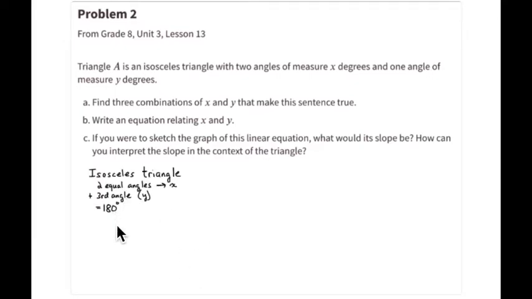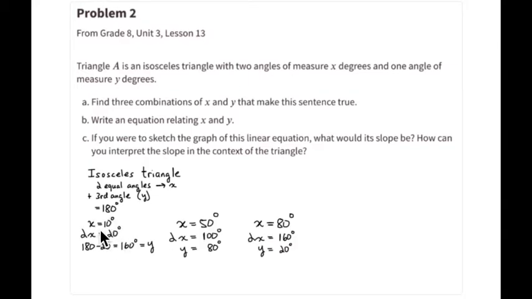So remember that the 3 angles of every single triangle always add to 180 degrees. So now I have 2 angles that are x degrees that are equal, and a third angle that's y. So those 3 angles have to add to 180 degrees. Well, if I make one angle 10 degrees, then I have 2 angles that are equal to 10 degrees. So 2 times x is equal to 20 degrees. And so the remaining number of degrees have to equal y. So 180 degrees minus 20 is equal to 160 degrees left over. So that has to equal y.